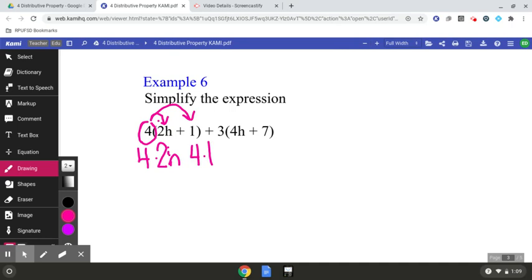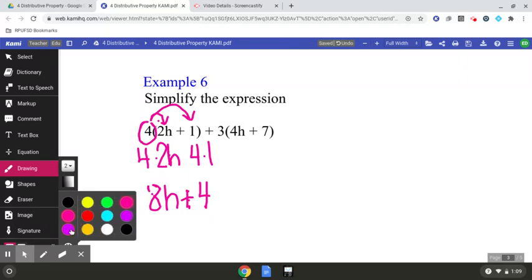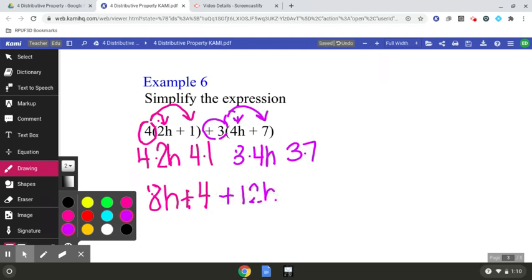So the answer for this one would be 8h plus 4, because 4 times 2 is 8 and 4 times 1 is 4. Now for that second parenthesis, you're taking the 3 and that's what you're going to distribute. So 3 times 4h gets written first, and then 3 times 7. So 3 times 4 would be a positive 12h, and 3 times 7 would be a positive 21.